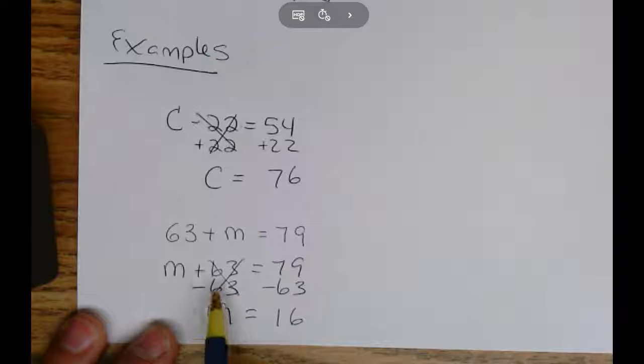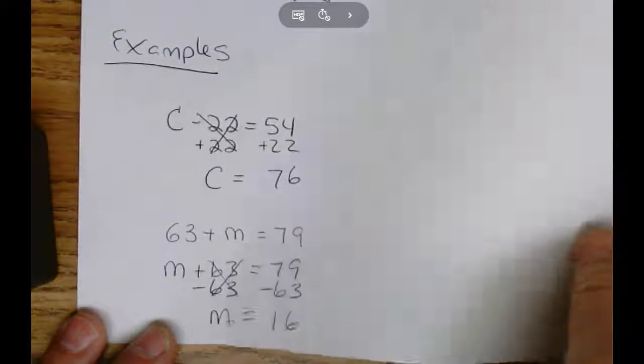Okay? Just review again. We want to undo the arithmetic. We're adding here, so we subtract. We want to do the same thing to both sides. We get the variable by itself. We get m equals 16.